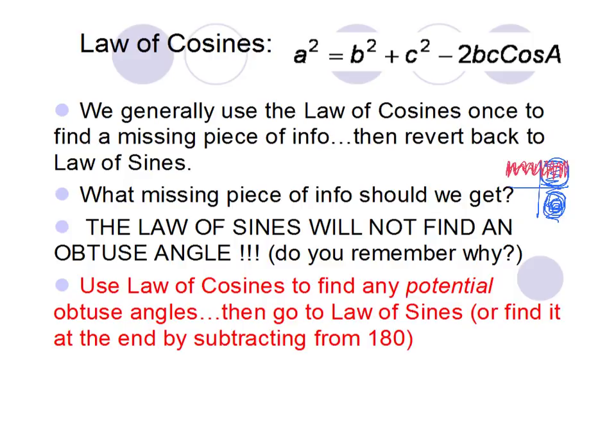The alternative would be to possibly go ahead and find any angle, but wait until the very, very end to find your obtuse angle by subtracting from 180. The big key is that if there's going to be an obtuse angle, do not find it by using sine. That's the big thing. It's not going to give you the right number.